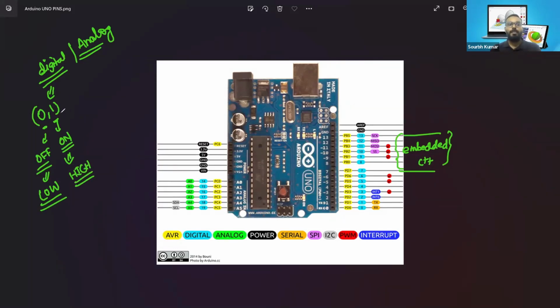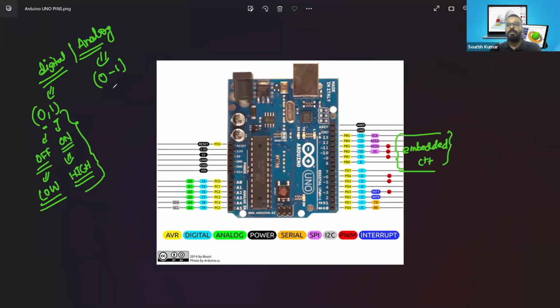You should remember this, or if you have a copy and pen, note down this particular point for your reference. Now what we have is the analog section. And why do we need the analog section? Because analog itself represents the data in between 0 and 1.